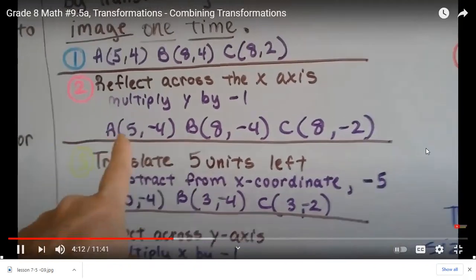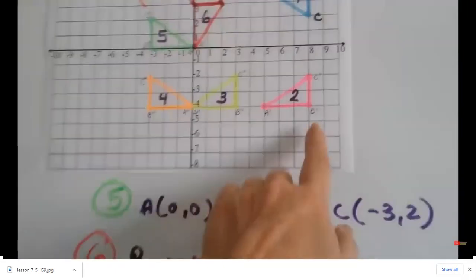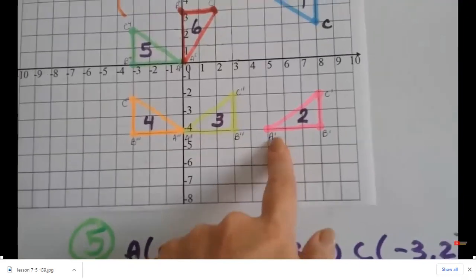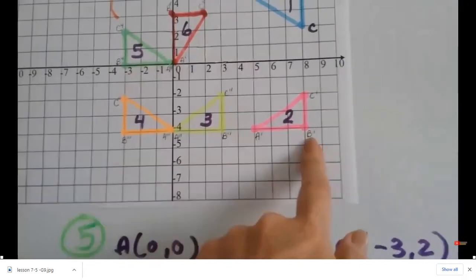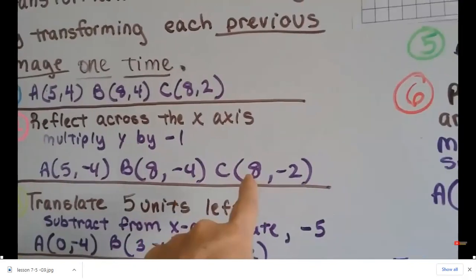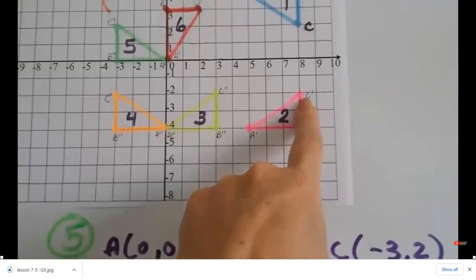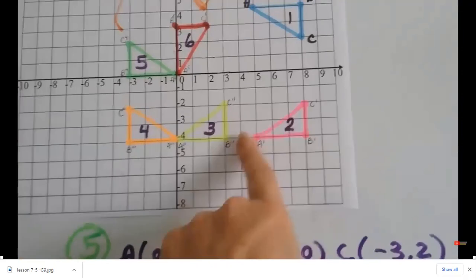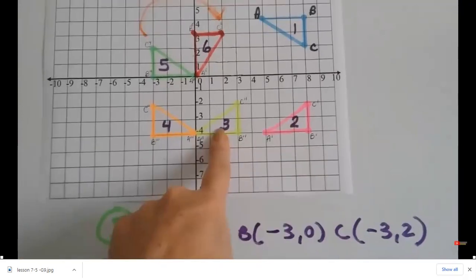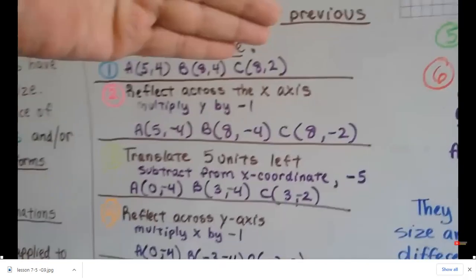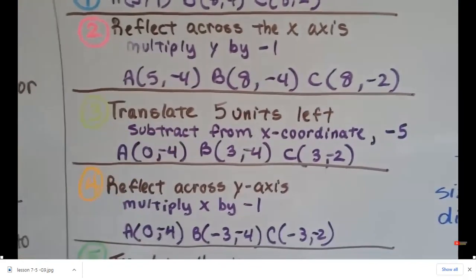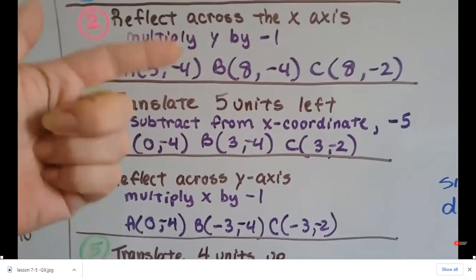Let's check it out. Is A at 5, -4? Here's A. It's at 5, -4. See, we labeled it as A prime. B should be at 8, -4. Yep, B is 8, -4, and C should be 8, -2. That's C prime. So A prime, B prime, and C prime are plotted correctly. Now we want to translate it over to here. So now we ignore number 1 and we use the values from number 2 to help us do number 3. We use the previous one to help us get to the next one.